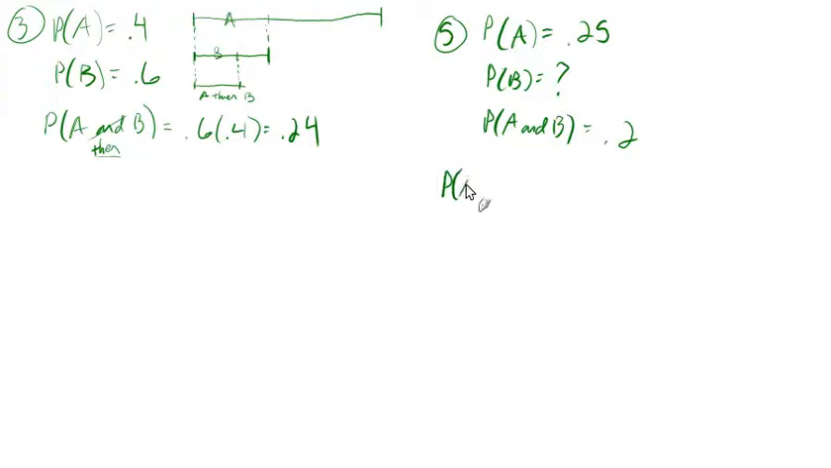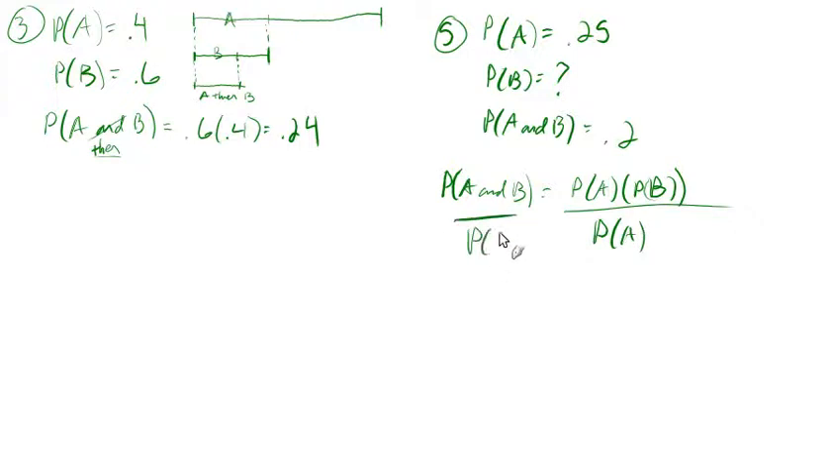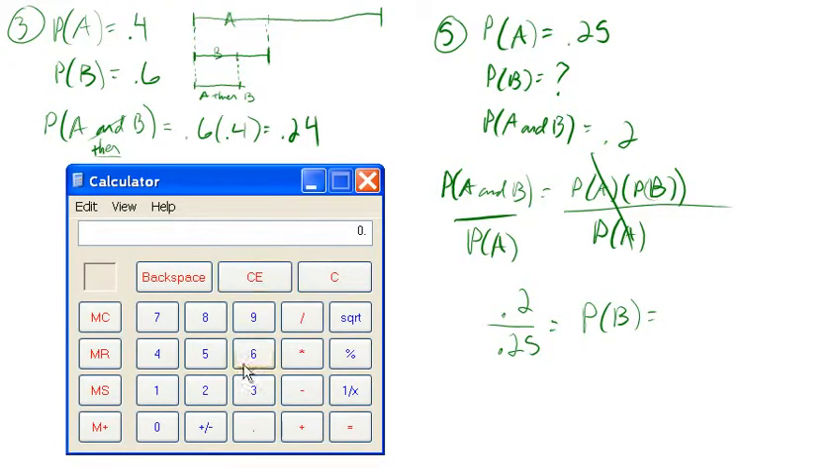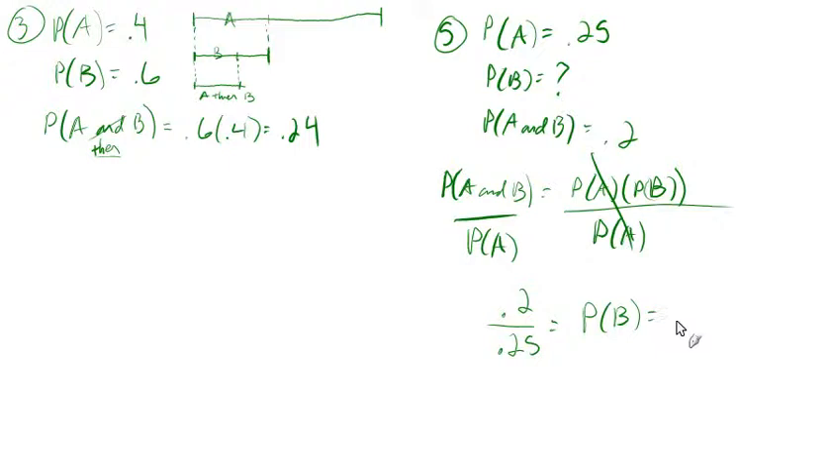Remember that the probability of A then B is equal to the probability of A times the probability of B. So if we want to find the probability of B, we're just going to divide by the probability of A on both sides, and that'll isolate the probability of B. So we will take the probability of A and B, divided by the probability of A, and that'll leave us with the probability of B. So let's grab the calculator. 0.2 divided by 0.25. That's 0.8. Just a little bit of algebra there, just some isolation.